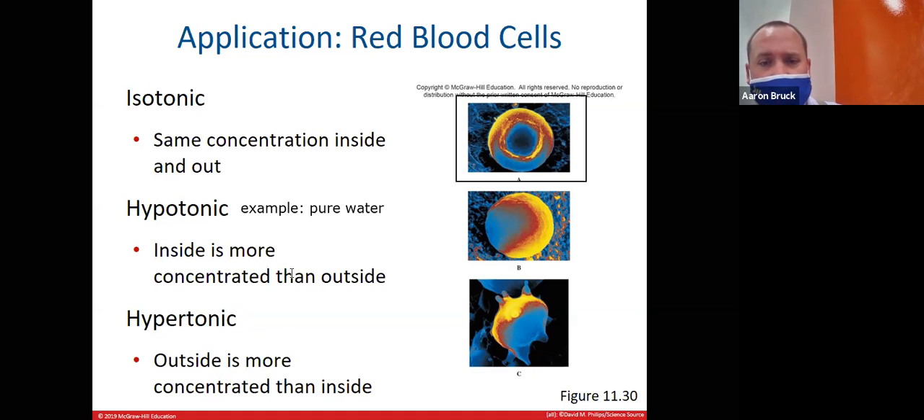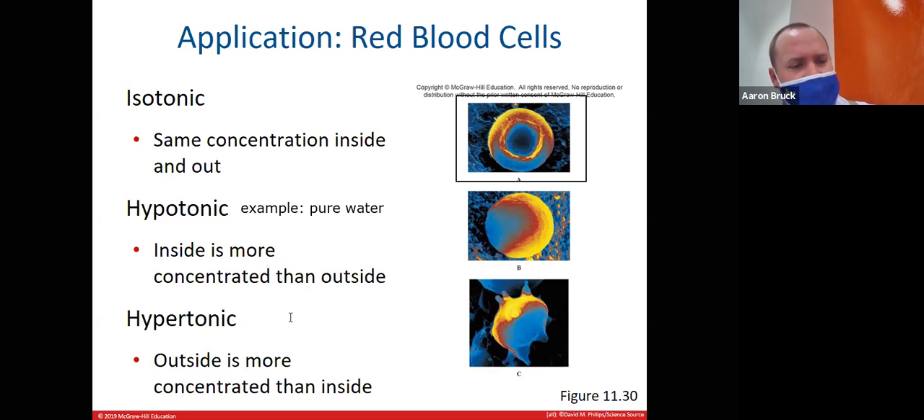In this other form, it's got a couple problems. First of all, there's a limit to how much water it can take on. Eventually, that cell will burst from all the excess water. The other problem is that in this particular state, it's not as efficient at carrying oxygen or doing any of the other things that it's supposed to do.